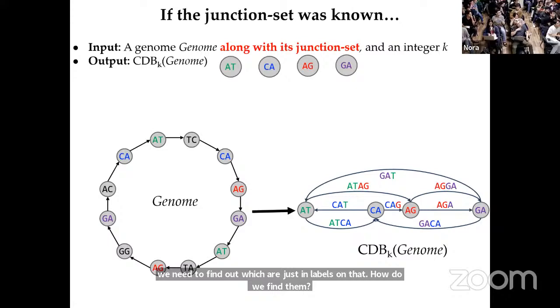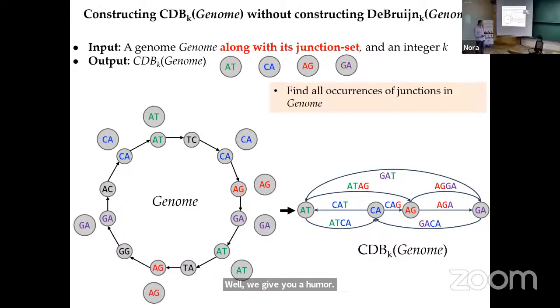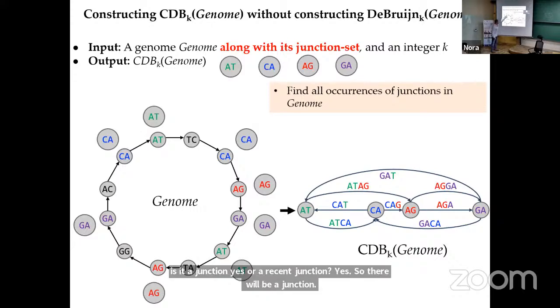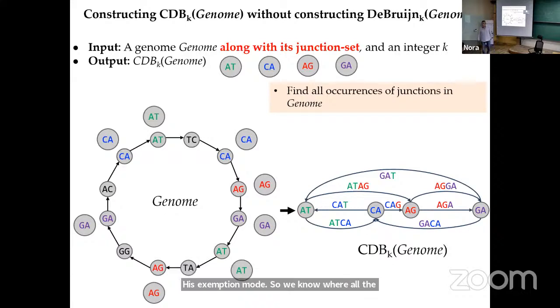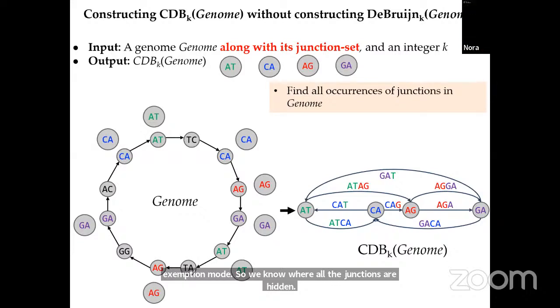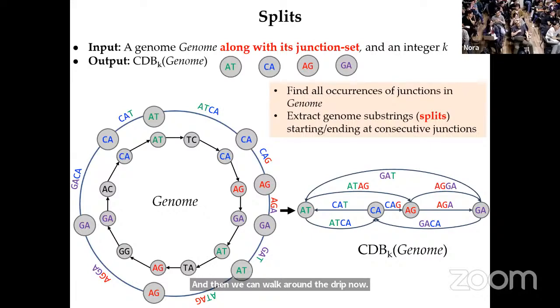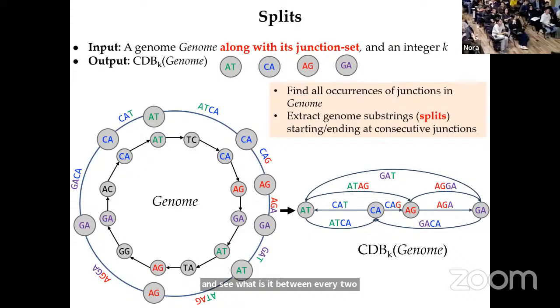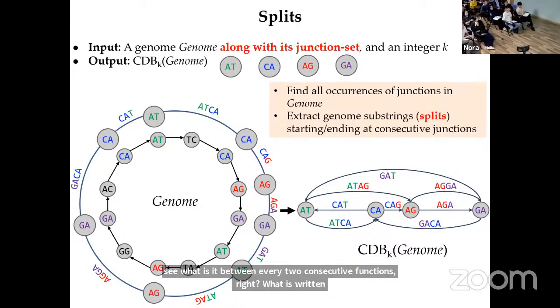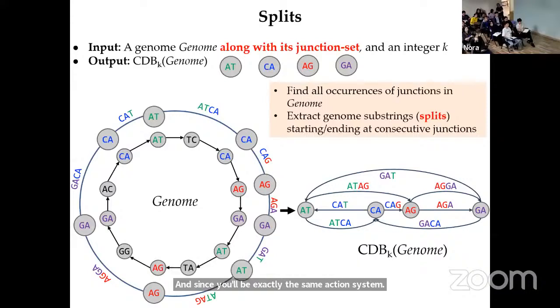If you know all the junctions, we can walk along the genome and find where the junctions are located in the genome. So we can walk and check: is it a junction? Yes. Is it a junction? No. So we know where all junctions are located. Then we can walk along the genome and see what is written between every two consecutive junctions, and this will be exactly the edge in this graph. And we know the label of it.